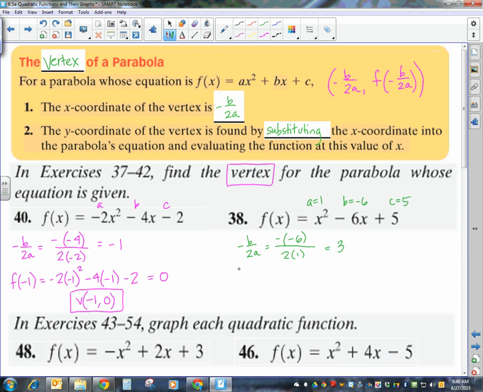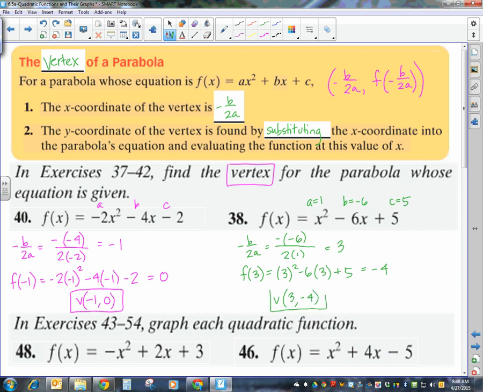All right, and then I'm going to go calculate f of 3. So I'm putting in 3 right here, which means I'm going to put 3 into that equation. And that gives me 3 squared minus 6 times 3 plus 5. Put that in your calculator, and you should get negative 4. So your vertex here is 3, negative 4.